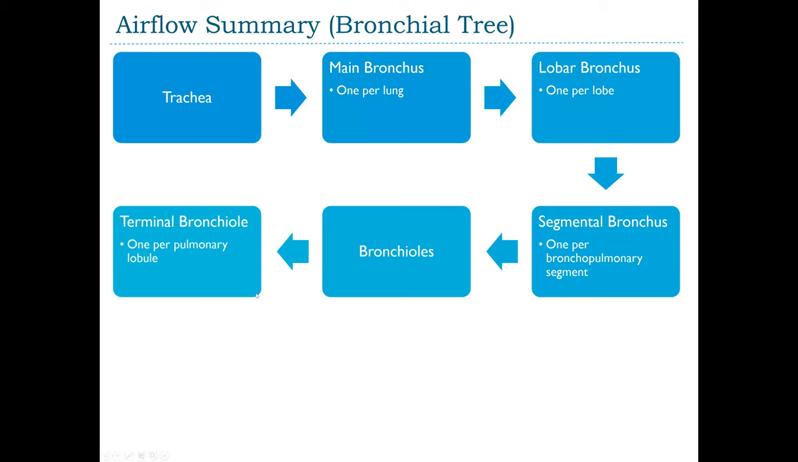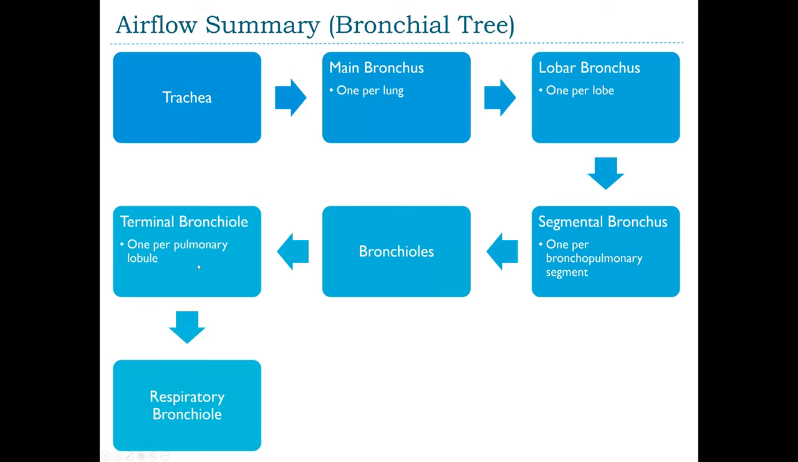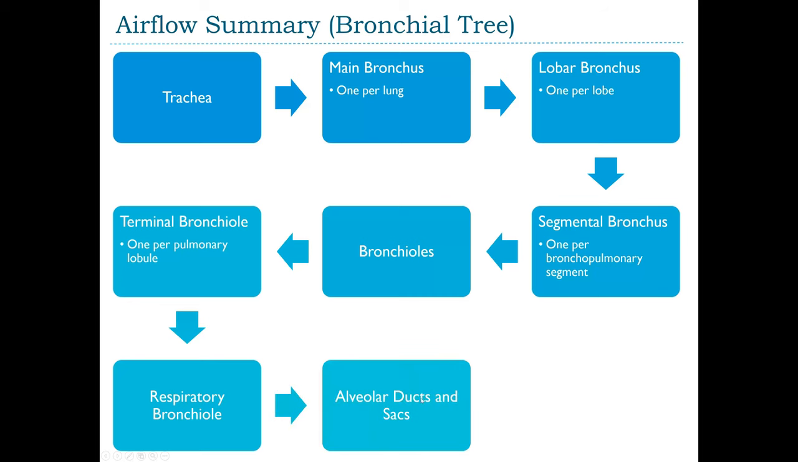As we just mentioned, you have one terminal bronchiole per pulmonary lobule. Then once we're inside the lobule, the terminal bronchioles branch into respiratory bronchioles. And then, as we're going to see in a moment, air passes into alveolar ducts and sacs, and then into the alveoli, which is where the gas exchange takes place.